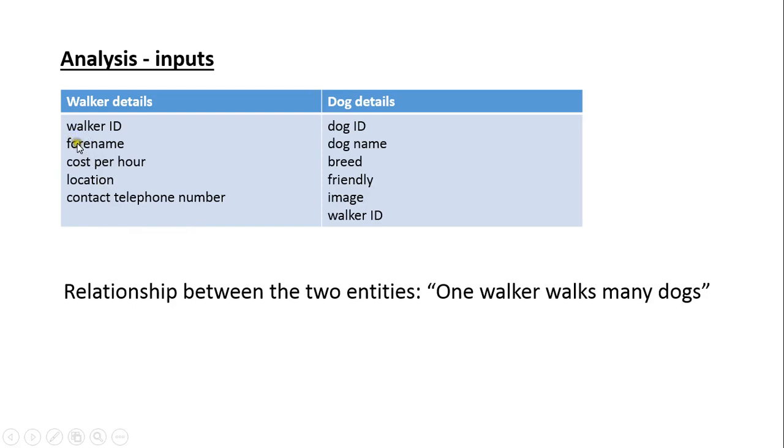Because some of them have the same name, we need to uniquely identify each walker. So I'm going to give each walker a walker ID. And similarly, some of the dogs have the same name, so I need a dog ID for each of the dogs, so we can uniquely identify each of the walkers and each of the dogs.